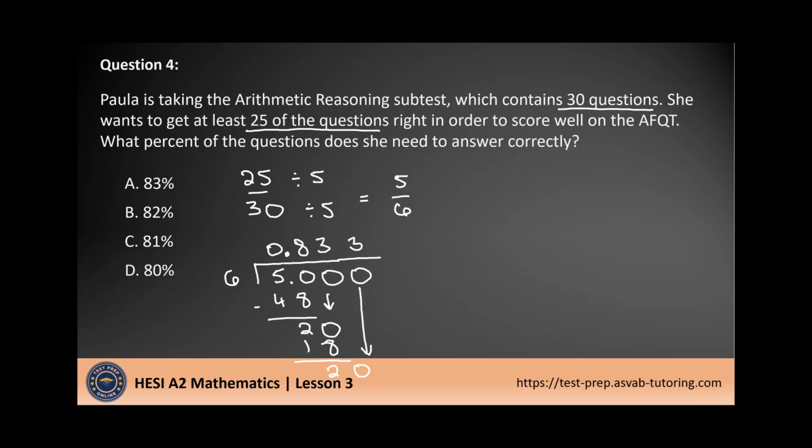Let's move that decimal 2 places to the right to turn that into a percent. That's going to give us 83.3 repeating percent. Because again, that 3 is going to go on forever. We're going to keep getting 3s.